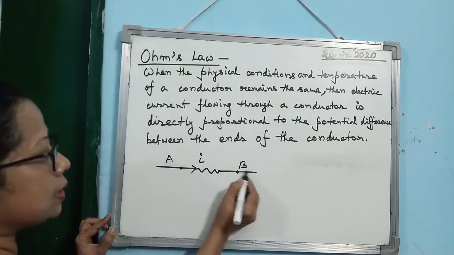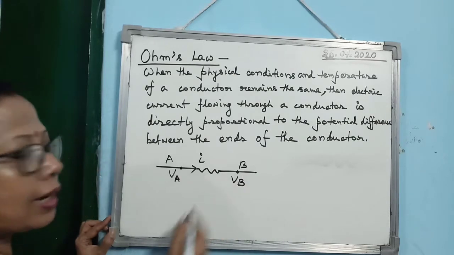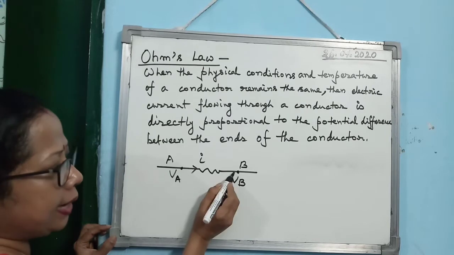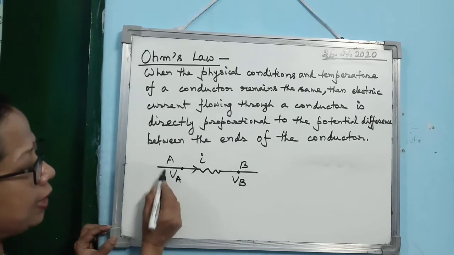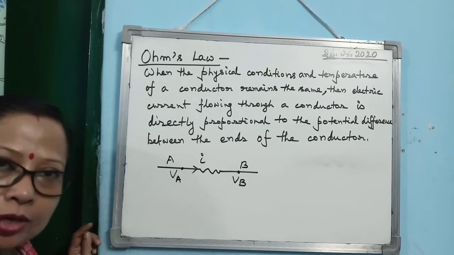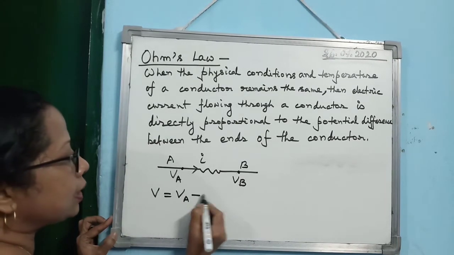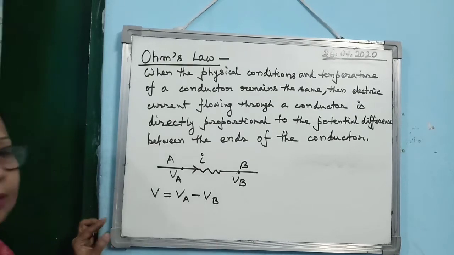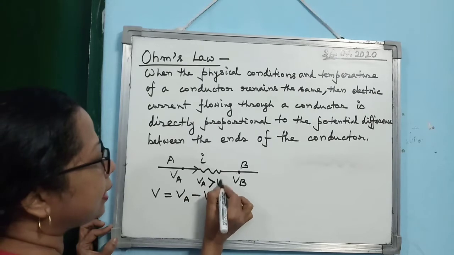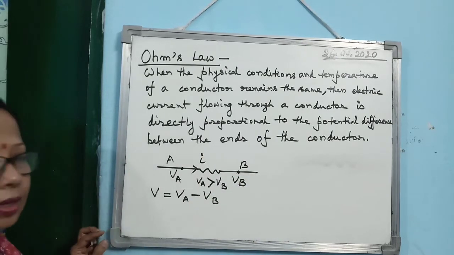So let us consider there is a conductor, and through the conductor current I is passing from the point A to B, whereas potential of the point A is VA, potential of the point B is VB. Let V be the potential difference between A and B. It is understood that VA is greater than VB. You must draw the entire thing, whatever I am writing here.